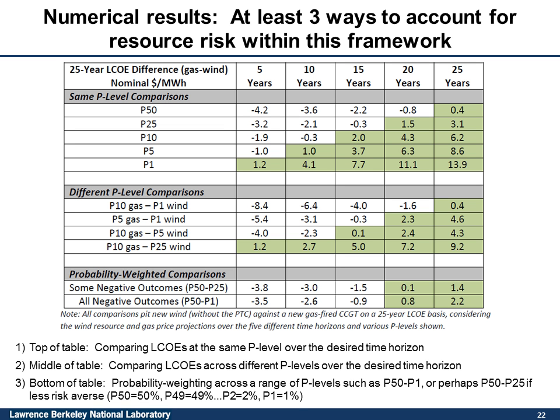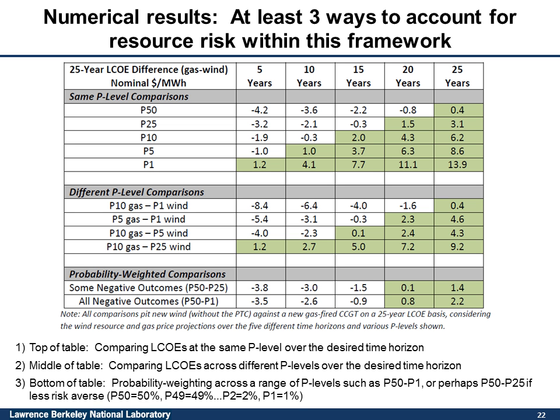Likewise, this table of numerical results will hold few surprises, but I've included it to demonstrate that the results are not just graphical in nature. There are real numbers behind them. And I also want to note that even though all of the previous graphs have been comparing results at either the same P level or across different P levels, we should keep in mind that this framework is probabilistic in nature, which provides an opportunity to probability weight the results across a range of outcomes. And that's what's shown in the bottom two rows of the table.